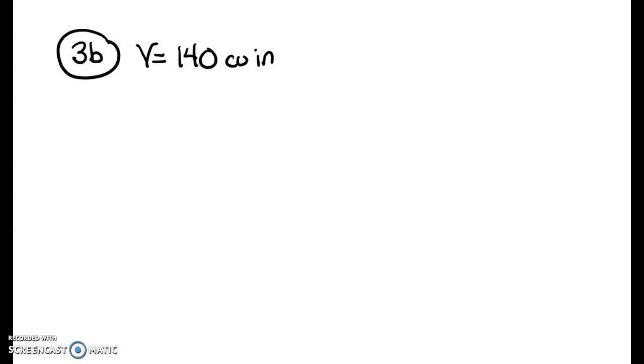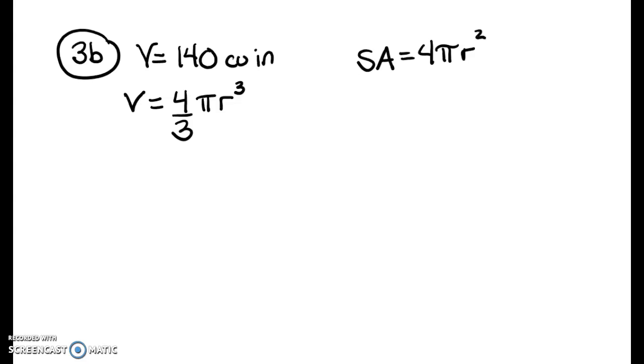In the last video, we just didn't have the time to finish problem 3b. So let's take a look at problem 3b again. They gave us the volume and we have to find the surface area of a sphere. We know that the formula for the volume of a sphere is 4/3 pi r cubed, and the surface area of a sphere is 4 pi r squared.